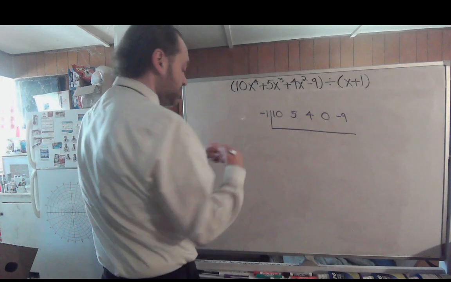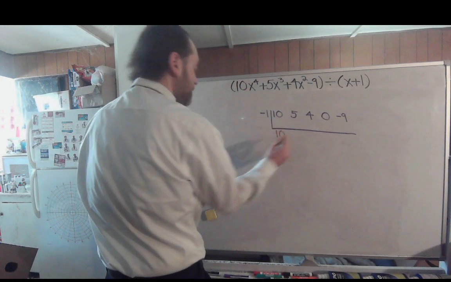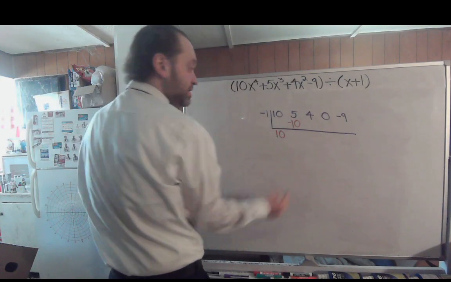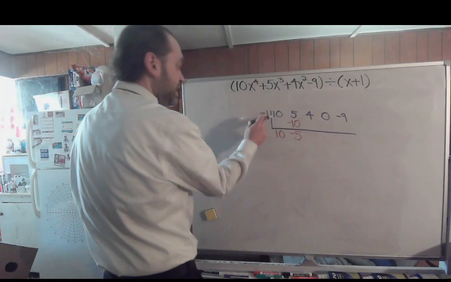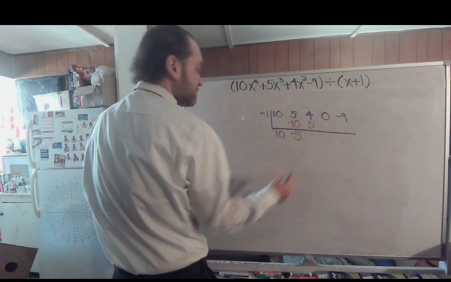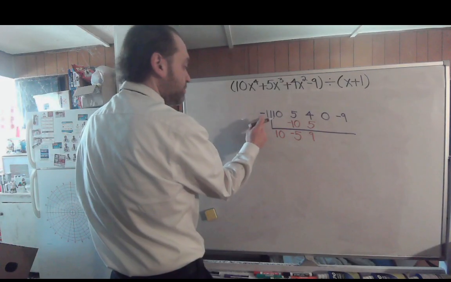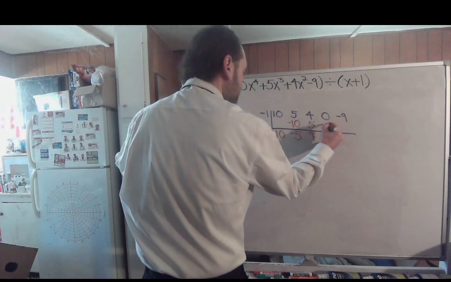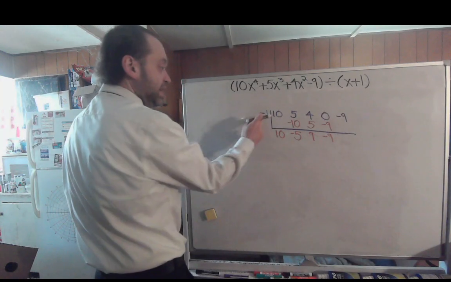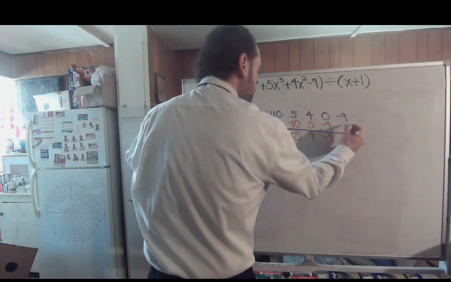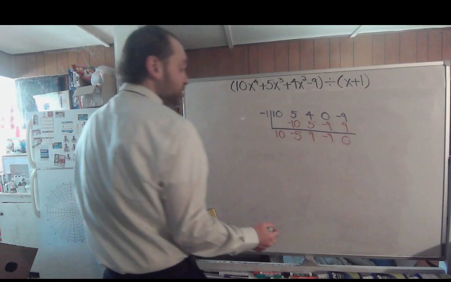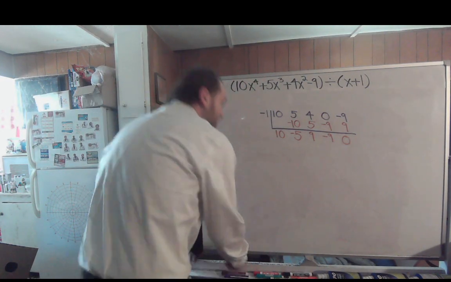Bring down that 10 from above. Now what's negative 1 times 10? That's negative 10. 5 minus 10, that's negative 5. Negative 1 times negative 5 is positive 5. All right, 4 plus 5 is 9. Now, negative 1 times 9 is going to be negative 9. 0 minus 9 is negative 9. And then you have negative 1 times negative 9 would actually give you positive 9. Negative 9 plus 9 is 0. So we have yet another remainder of 0.